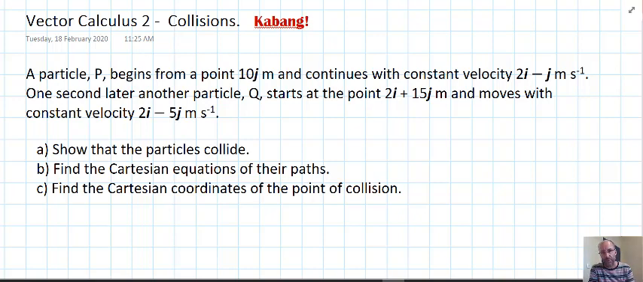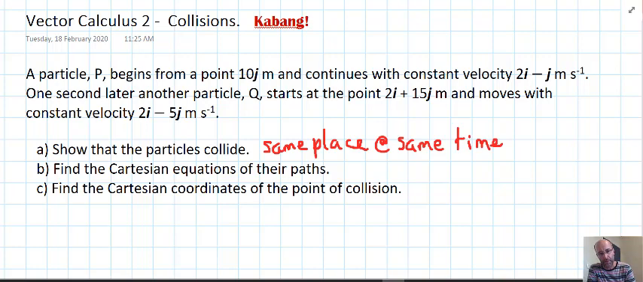We've got to do three things with that. We've got to show that the particles do actually collide, and that means they're in the same place at the same time. Okay? It's got to be the same place at the same time, and the same place is not sufficient because that just means they cross paths, but they actually collide if they're in the same place at the same time. Secondly, we've got to find the Cartesian equations of their paths. And lastly, find the Cartesian coordinates of the point of collision.